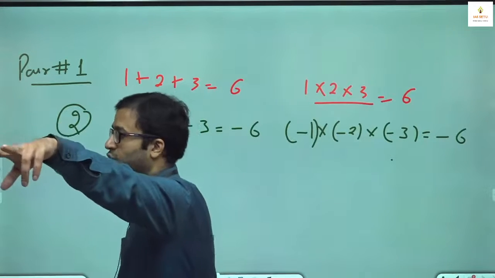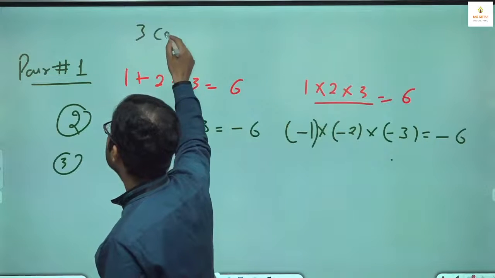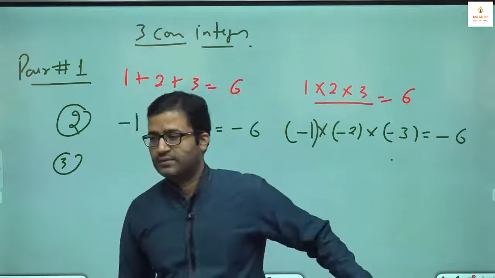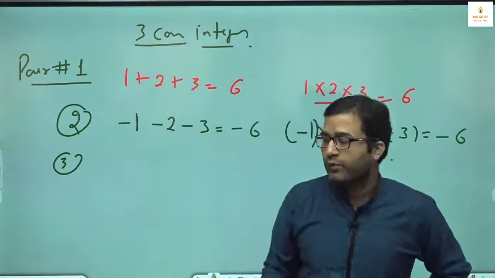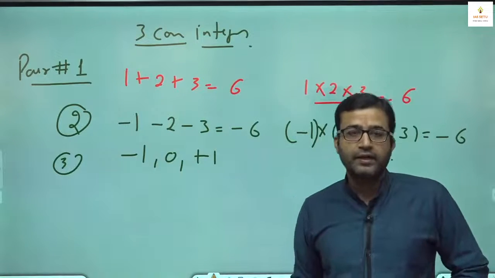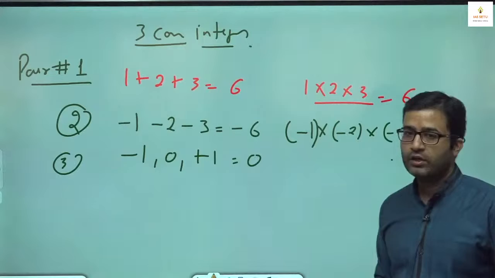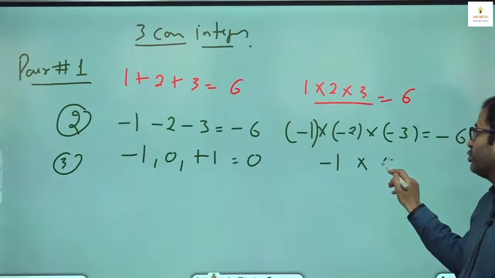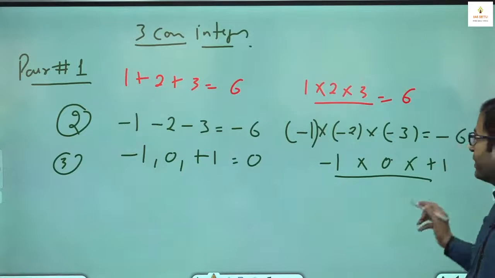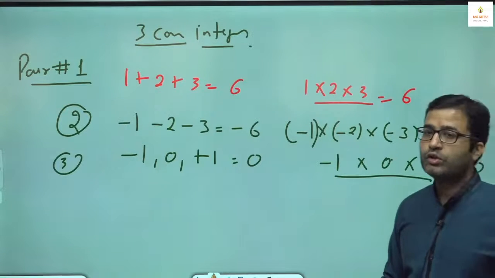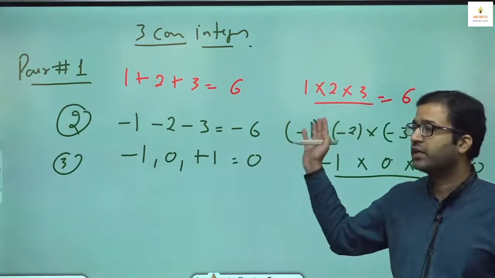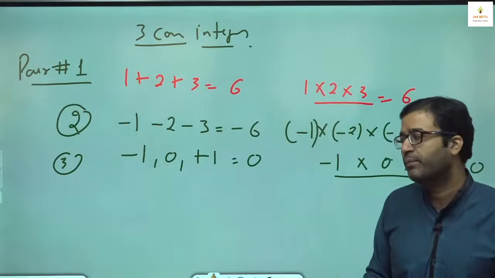Tell Deepanshu that it was the 2022 paper. Three consecutive integers. There is one more pair, -1, 0, +1. Here if you add, your total is 0. When you multiply -1 into 0 into +1, when you multiply any value with 0, it becomes 0. So the question was a pair of three consecutive integers where the sum of these 3 integers and the product is the same.